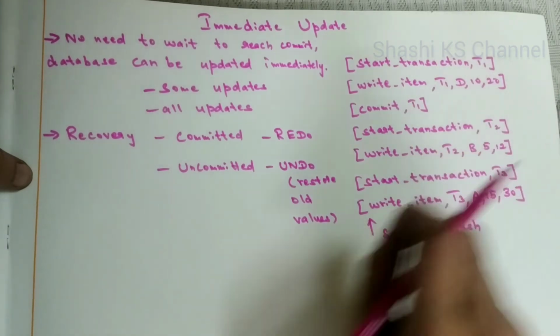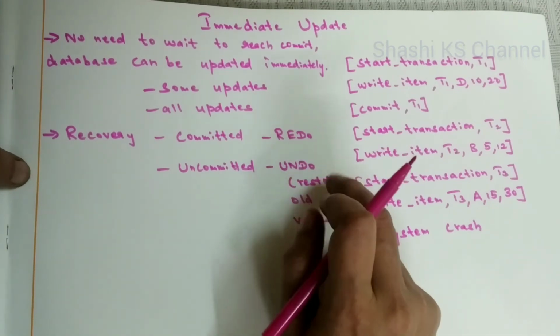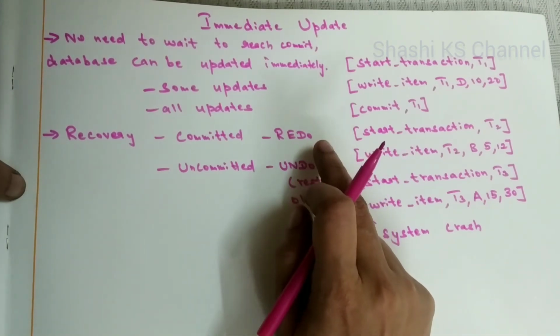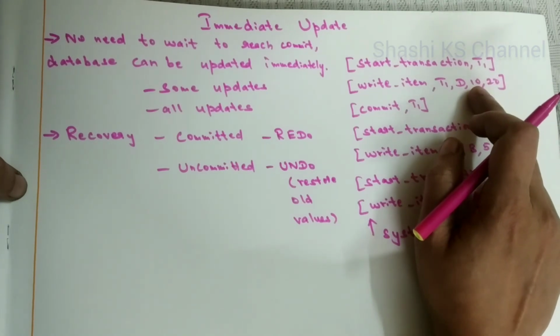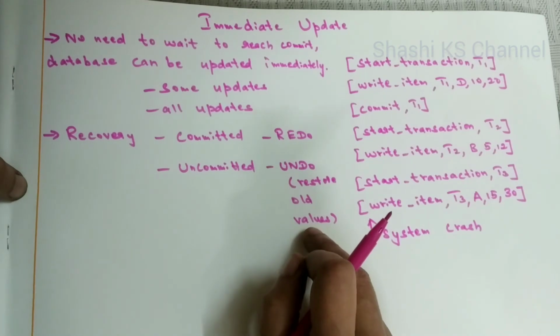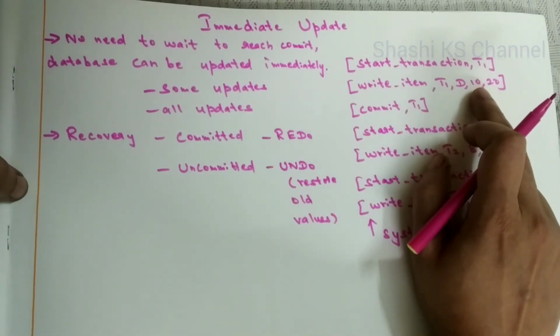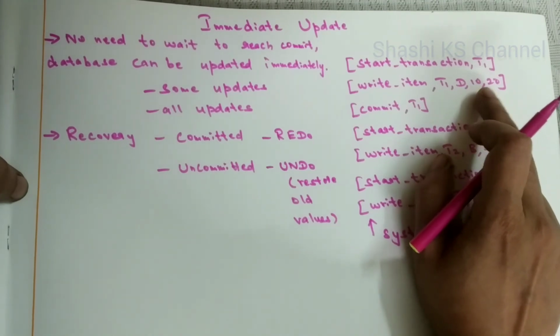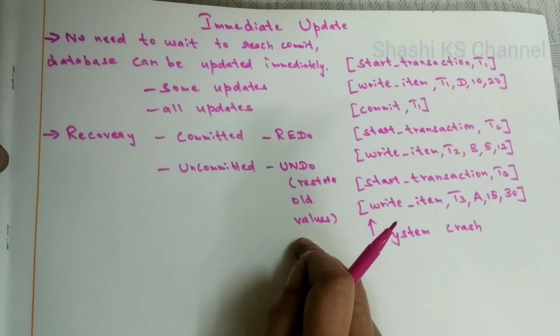But in the immediate update, since you may have both undo and redo operations, the log entry is going to store both the old values of data items as well as the new values. Whenever an undo operation is required, the old values of data items will be fetched from the log entry and restored in the database on the disk. So that is about how recovery will be done in the case of an immediate update.